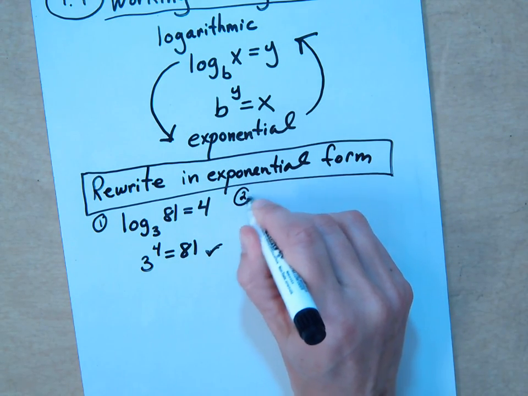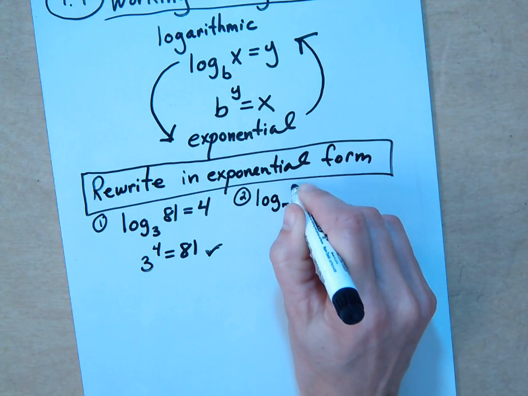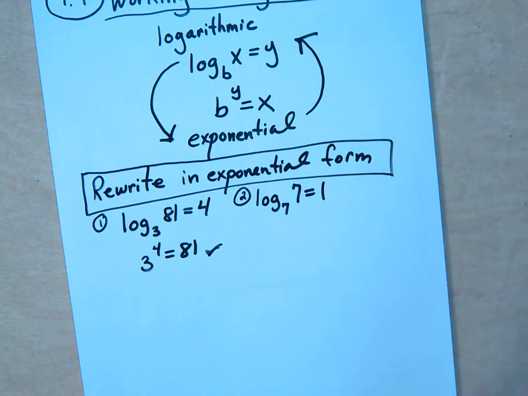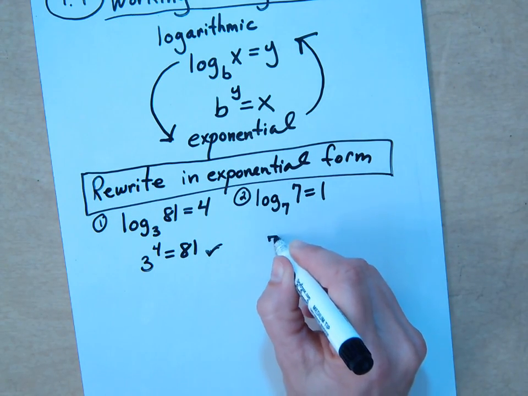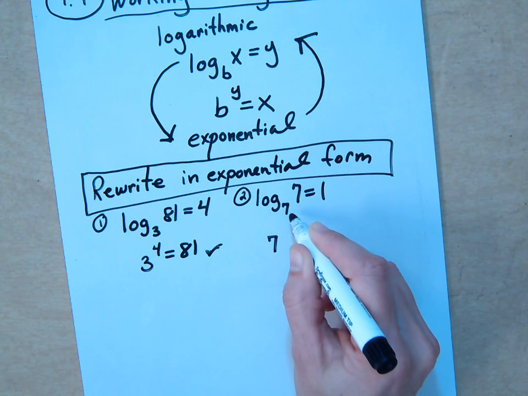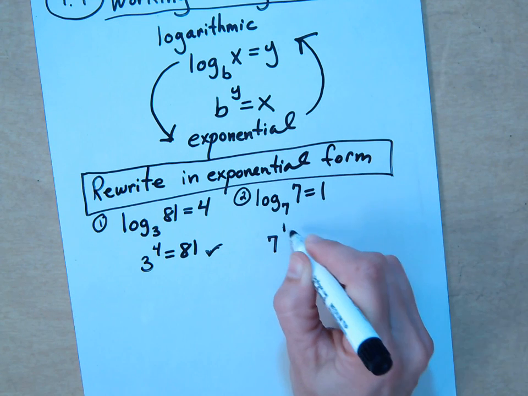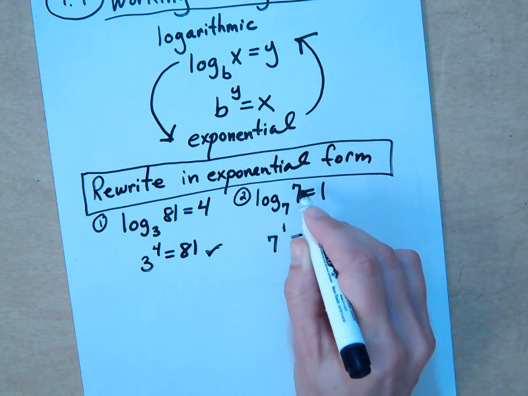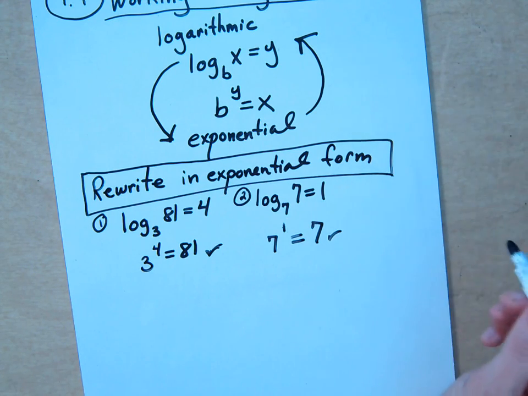Second example, log base 7 of 7 equals 1. That's logarithmic form. To translate to exponential, you take the base 7. The base is always here, this little subscript. The exponent is always here, raised to the 1 power, equals, and the answer is here, 7. And sure enough, we know 7 to the 1 is 7.